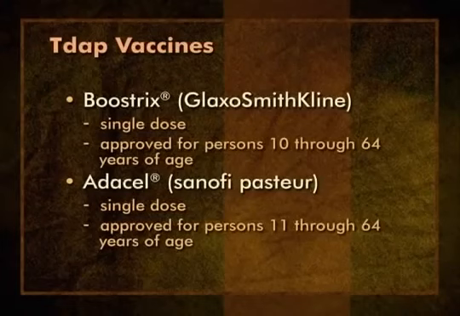Boostrix Tdap vaccine is manufactured by GlaxoSmithKline. It was licensed in May 2005 for use as a single dose, and as of December 2008 is approved for persons 10 through 64 years of age. Adacel Tdap vaccine is manufactured by Sanofi Pasteur. Adacel was licensed in June 2005 for use as a single dose in persons 11 through 64 years of age. Neither Tdap vaccine is approved or recommended for persons 65 years of age or older.